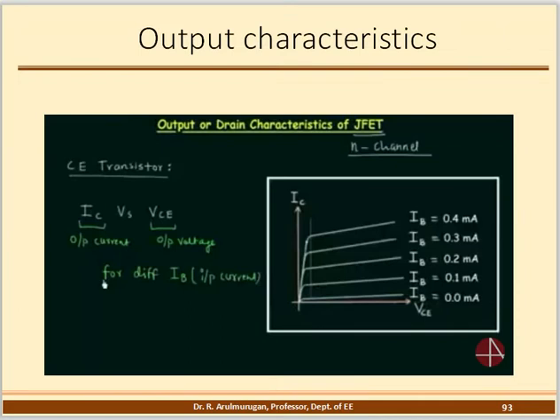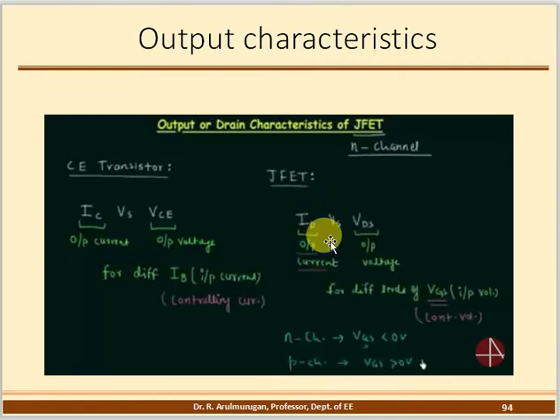So if you have a look at this one, these are the output characteristics of the BJT: output current versus output voltage. It increases linearly and then saturates. It is similar for the FET also: the output current versus the output voltage curve will come out similar.